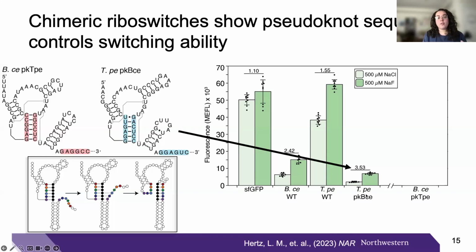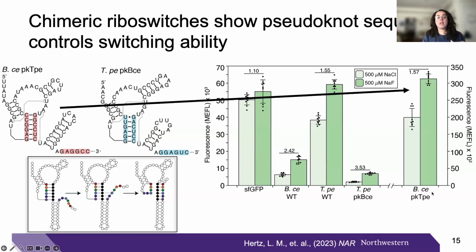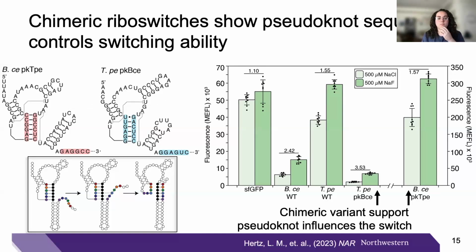When we have the TPE fluoride riboswitch with the pseudoknot from Bacillus, we're getting much less protein expression, and we're able to regulate the amount of gene product being made in the presence of fluoride. When we do the same with the Bacillus fluoride riboswitch, but now with the pseudoknot from TPE, we see that we're getting a ton of protein being made. Please notice the different y-axis, as well as the fold changes now mimicking the fold change from the original TPE fluoride riboswitch. This really solidified in our minds that it was the pseudoknot and its sequence that was impacting the ability of the fluoride riboswitch to function.